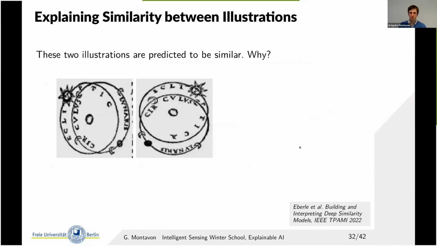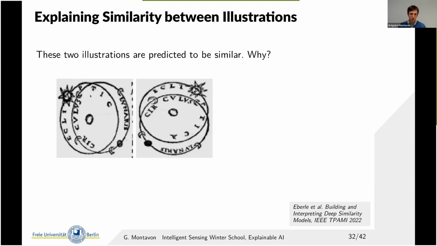Okay, so why we developed this method in the first place was basically to try to understand similarity in a project related to digital humanities, where we wanted to predict similarity between different illustrations in historical textbooks, to draw connections between these historical textbooks. We extracted a lot of images from these textbooks and tried to predict their similarity.